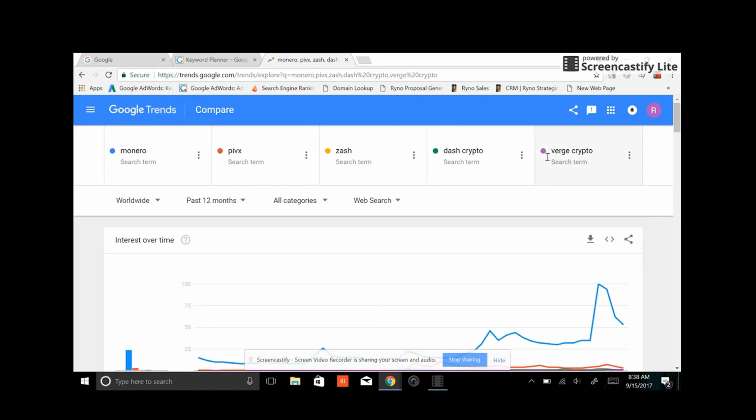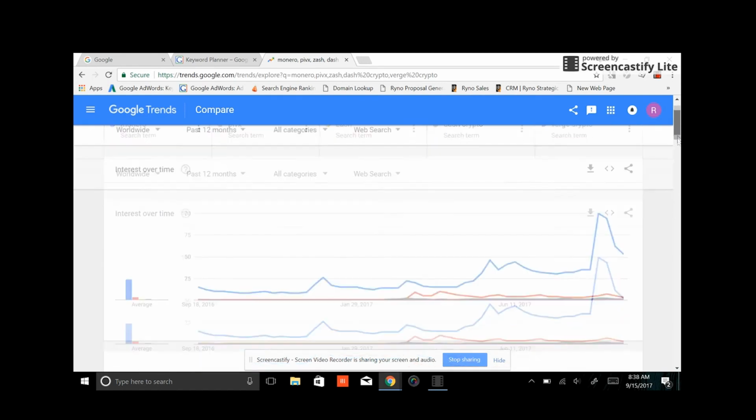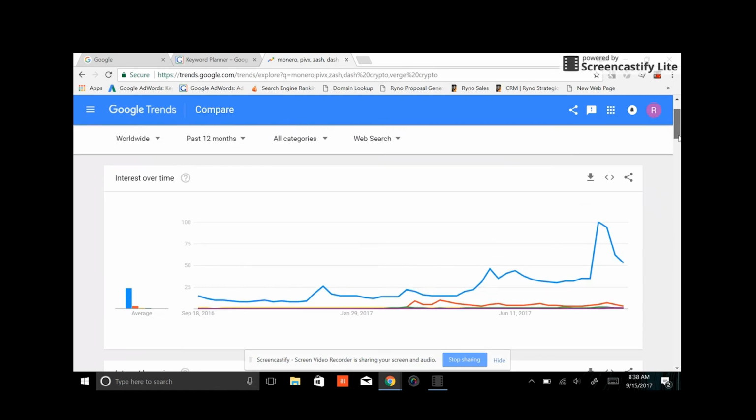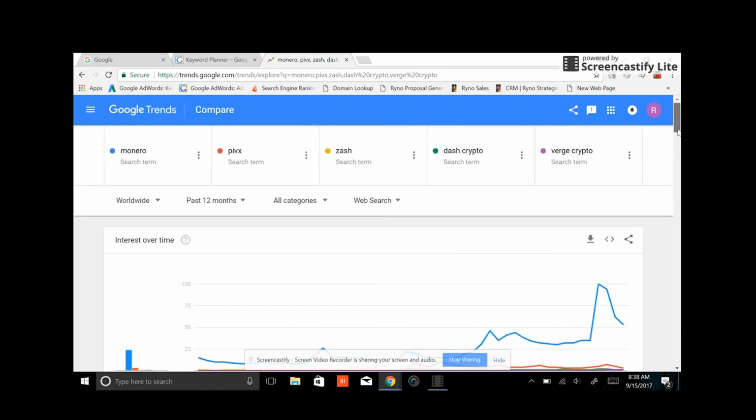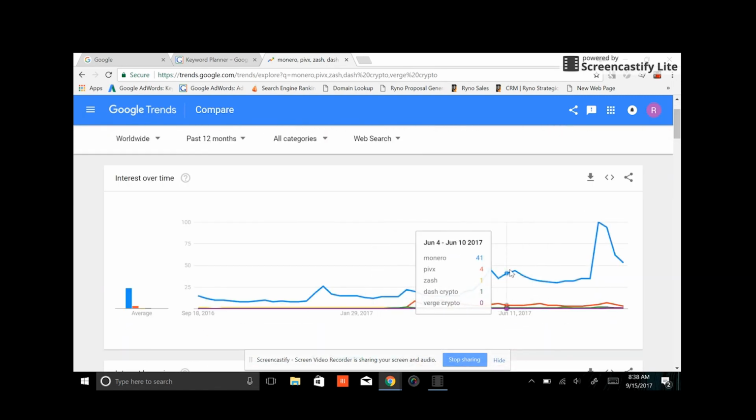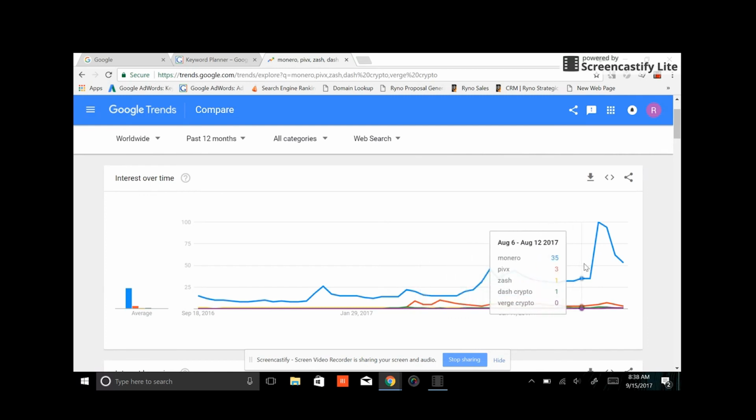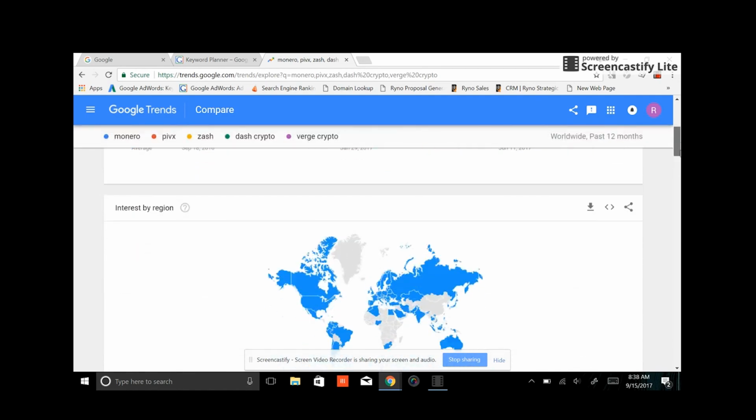So we'll come down. You'll see it identifies different colors for the different search terms. And then it's going to tell us how they compare over time. So keep in mind, we're looking at the last 12 months. You do have to obviously keep track of the colors, but if you hover over this graph, you'll be able to see August 20th through 26th. Monero, far and away, had the most search volume. PIVX was actually number 2, but it was a long ways away.